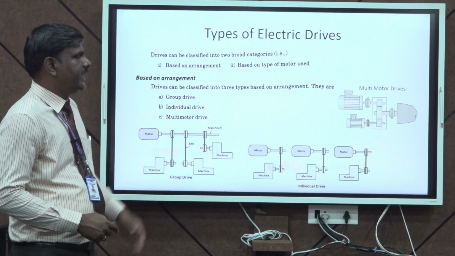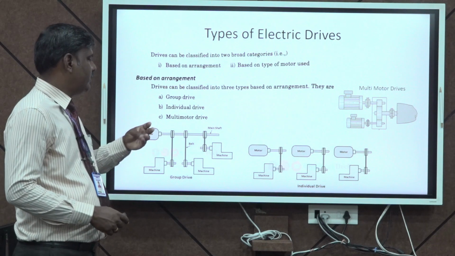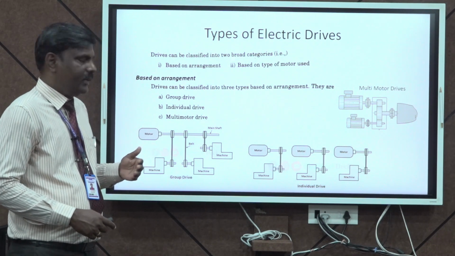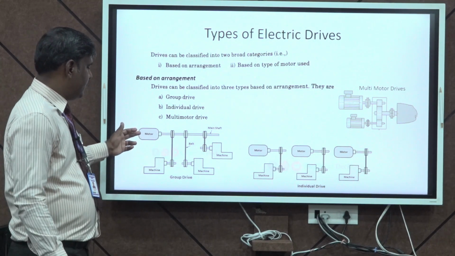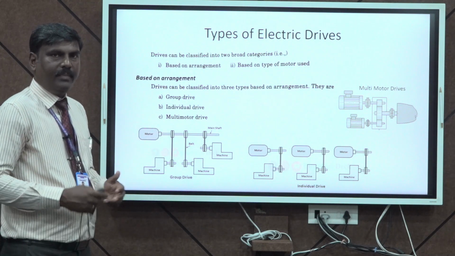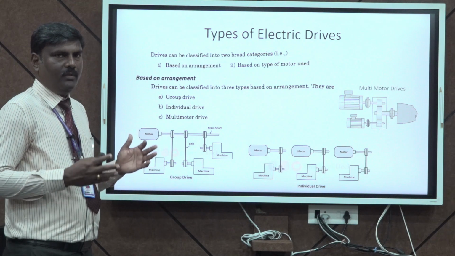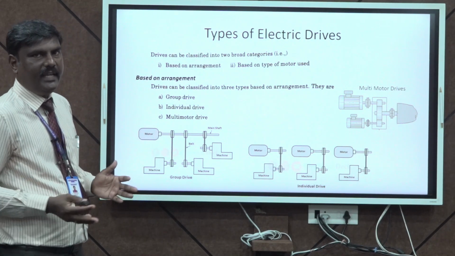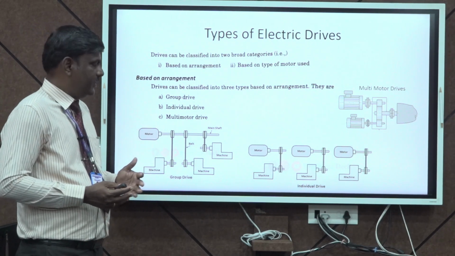These are the different types of electrical drives. One is group drive, the second one is individual drive, and the third one is multi-motor drive. If you see the diagram of the group drive, a single motor is used to operate many loads. In a rice mill, a single motor will be there and it is used to drive many loads. That type is called group drive.